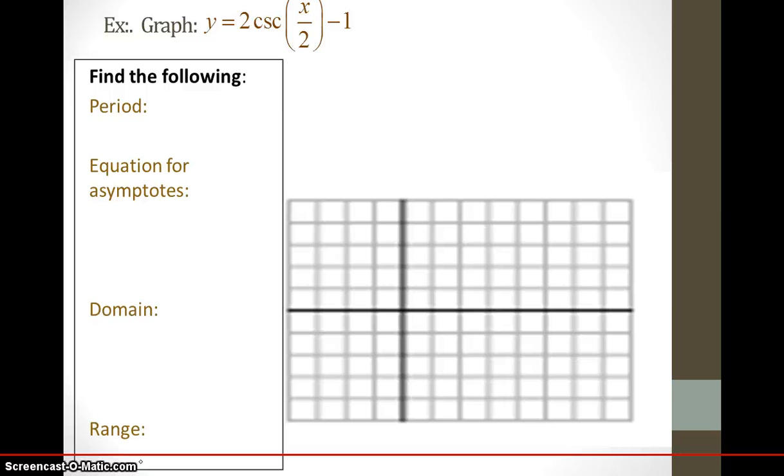Okay. Let's go ahead and graph our cosecant function. So 2 cosecant of x over 2 minus 1. I'm going to go ahead and graph it, and then you can check your work. So we need to graph 2 sine of x over 2 minus 1. So let's first find what the period is. We know sine's period is 2 pi, and then we need to divide it by a half. So it's going to be 4 pi. Okay, so in this case, the period of our cosecant function is 4 pi.